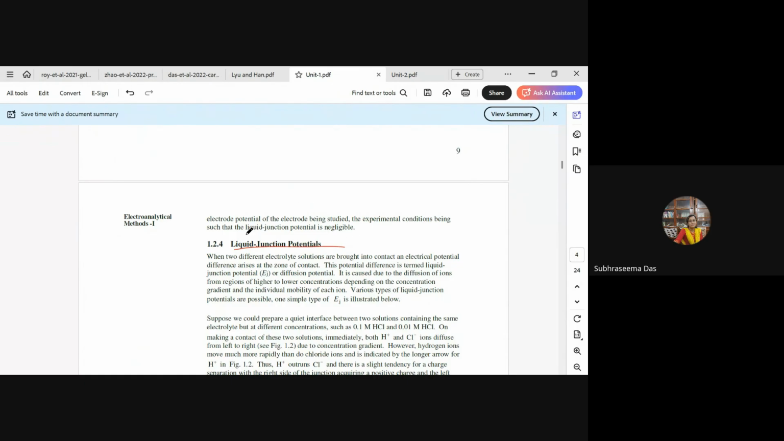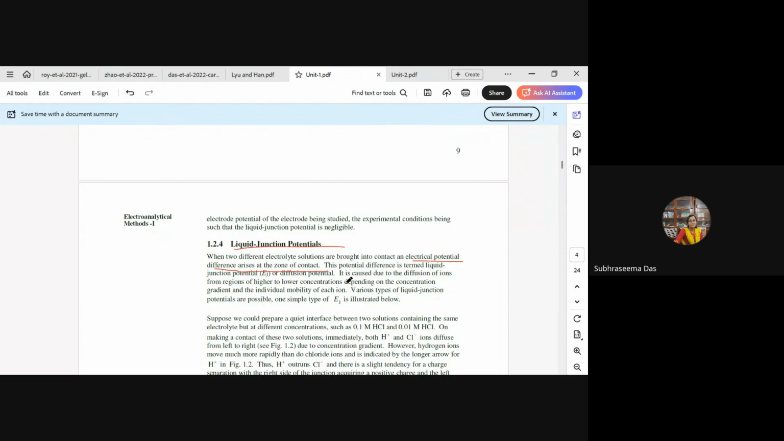So what is this? When two different electrolyte solutions are brought in contact, an electrical potential difference arises at the zone of contact. This potential difference is termed the liquid junction potential, or we call it the diffusion potential, but mostly it is called LJP, and we write it as EJ.